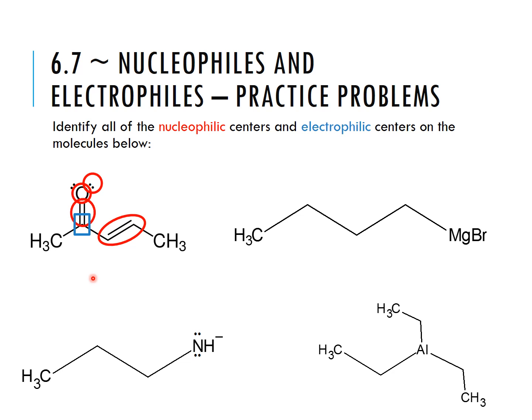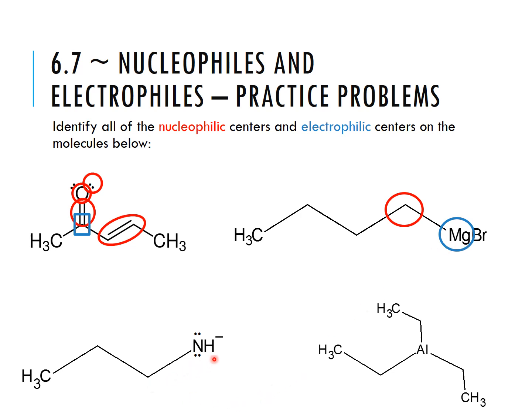So moving on to our magnesium bromide compound here. So we have this carbon magnesium bond, and carbon is more electronegative than our metal magnesium. So because of that, carbon is going to be partially negative. It's going to be our nucleophile, making magnesium partially positive, our electrophile.